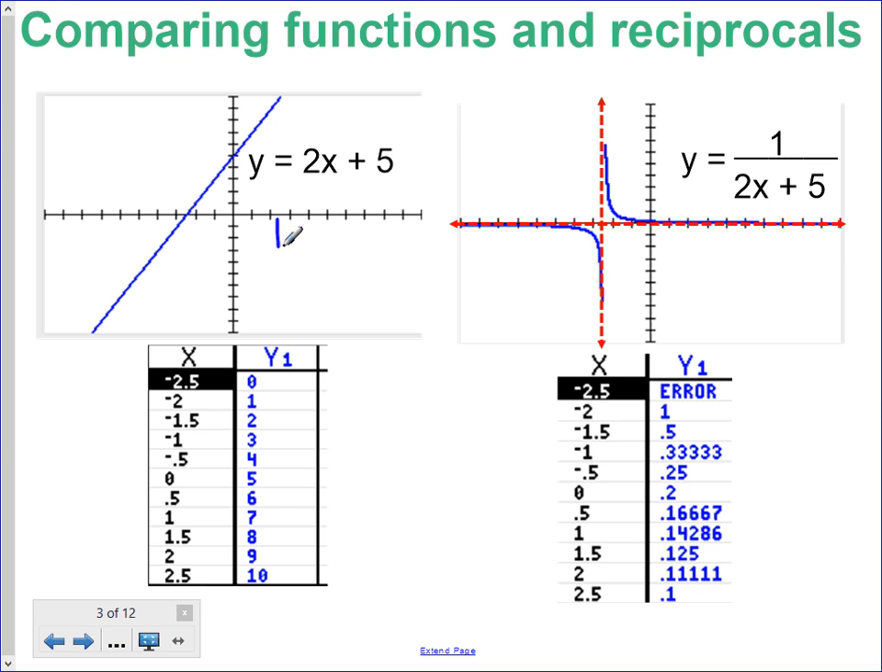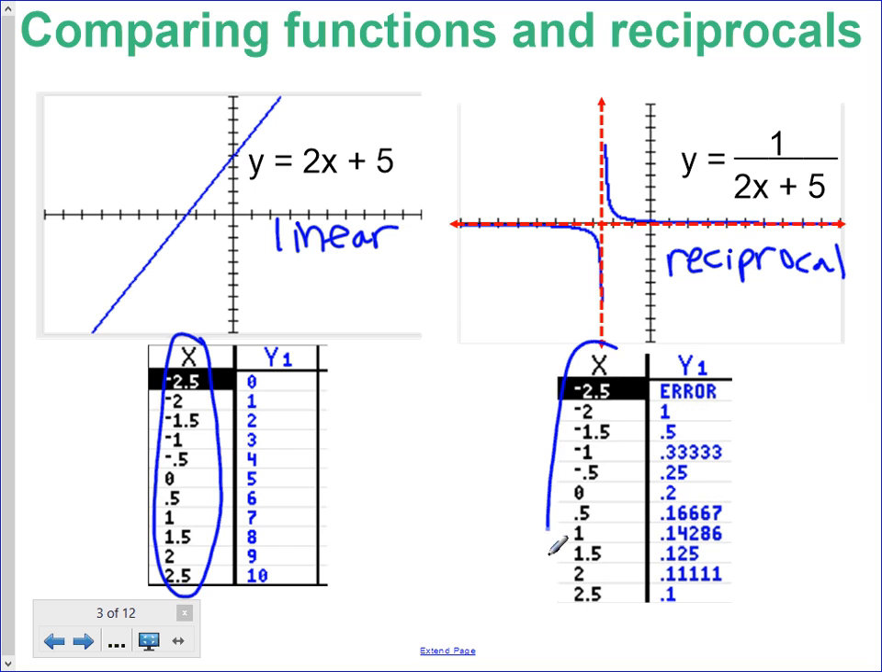You can see here in this example, I have a linear function, y equals 2x plus 5, and over here I have the reciprocal, 1 over 2x plus 5. You can see those graphs look quite different. Let's look at the corresponding table of values. First thing is, my x values, as we discussed previously, stay the same. Those don't change. It's just the y values that change.